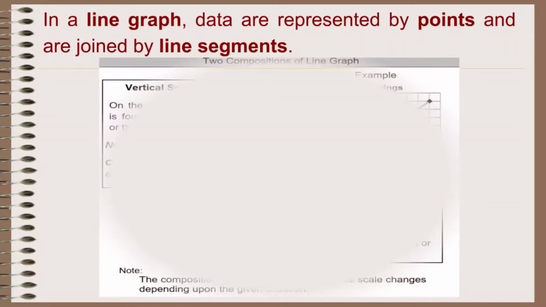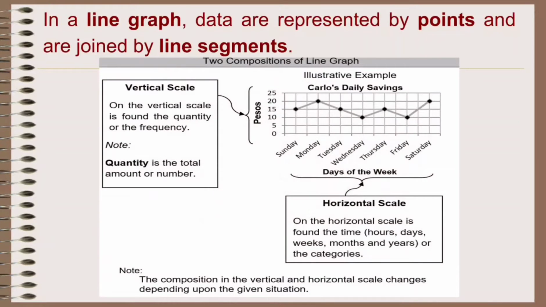Data are represented by points and joined by line segments. We already discussed the definition of points and line segments in the third quarter. So these are the compositions of the line graph.